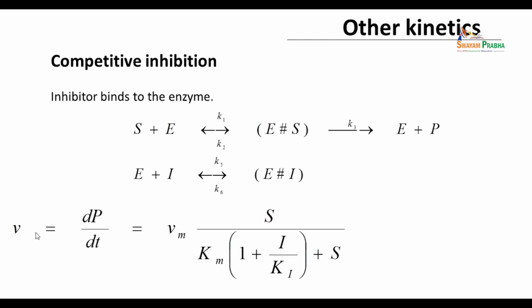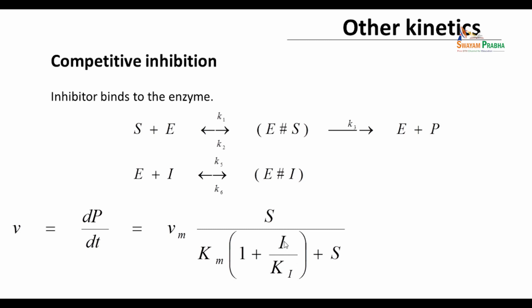we'll get V in this, again this is a batch system, therefore the volumetric rate can be taken to be the accumulation rate of the product, dP/dt, that equals Vm times S divided by Km times (1 plus I by Ki) plus S. This has been deliberately arranged to be of this form. Remember our Michaelis-Menten kinetics was Vm S by Km plus S. Here we have Vm S by Km (1 plus I by Ki) plus S.